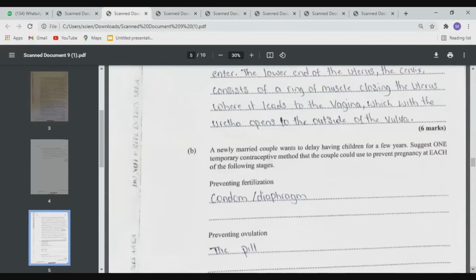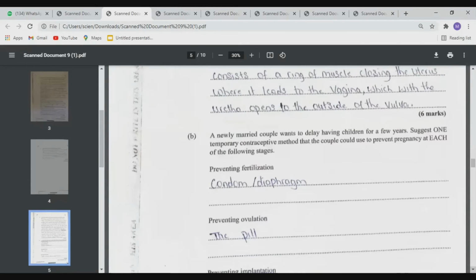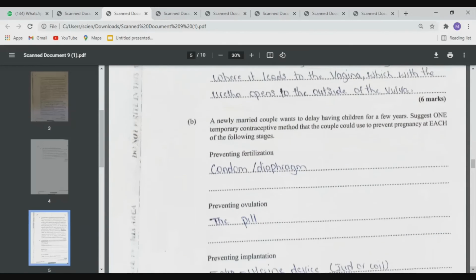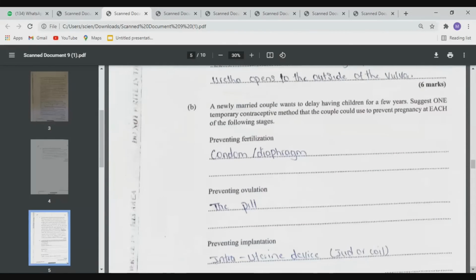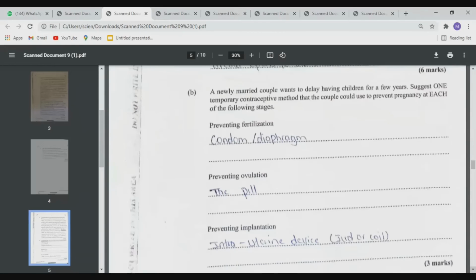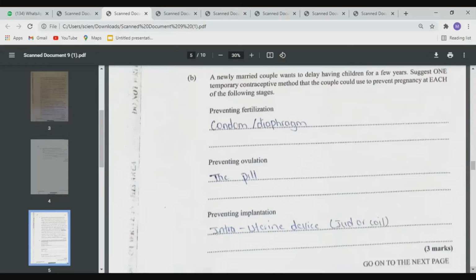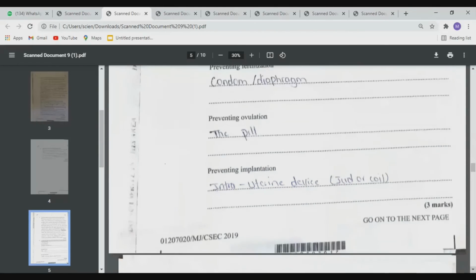So we're on to 5B. A newly married couple wants to delay having children for a few years. Suggest one temporary contraceptive method that the couple could use to prevent pregnancy at each of the following stages. So preventing fertilization, the couple can use a condom or a diaphragm. To prevent ovulation, the couple can use the pill. To prevent implantation, the couple can use the intrauterine device, which is the IUD or the coil.